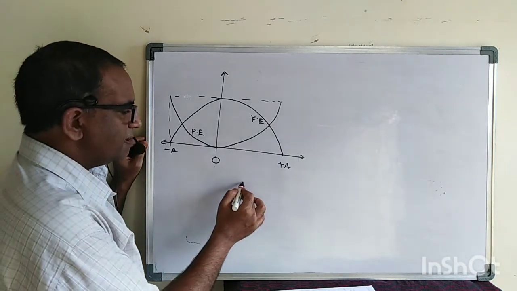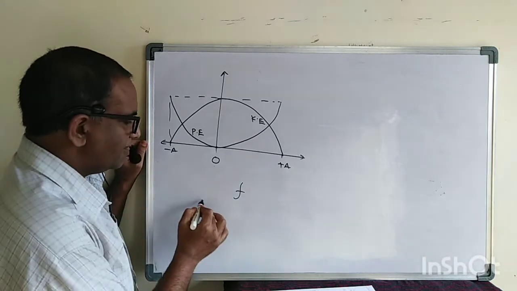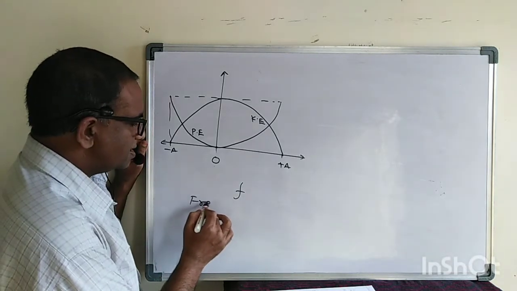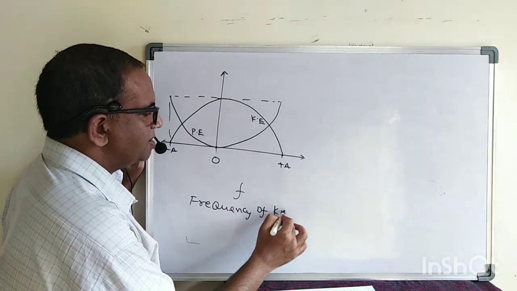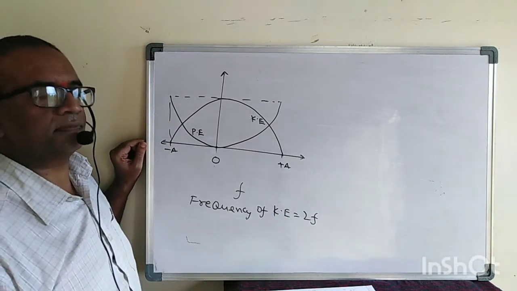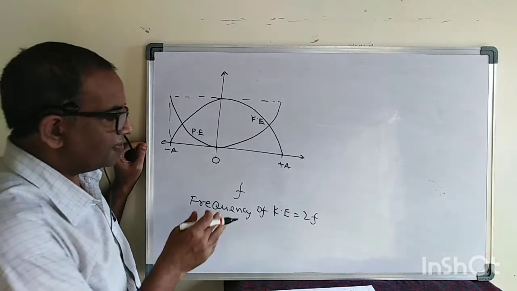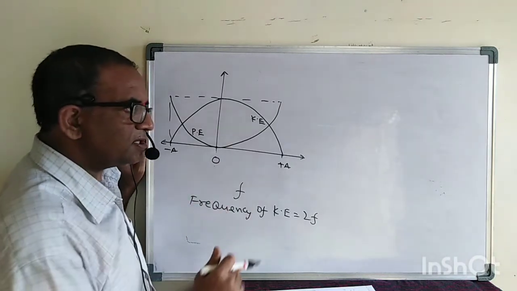Suppose the frequency of the particle is F, then what is the kinetic energy frequency? See the frequency. This is very, very important. The frequency of kinetic energy is 2F. So how can you say this? See here, the kinetic energy is changing, so it is changing two times.